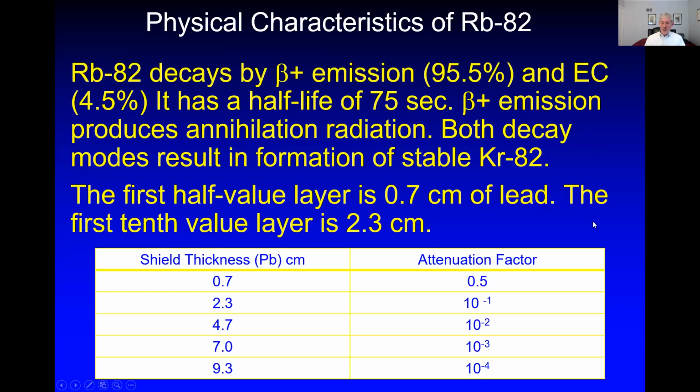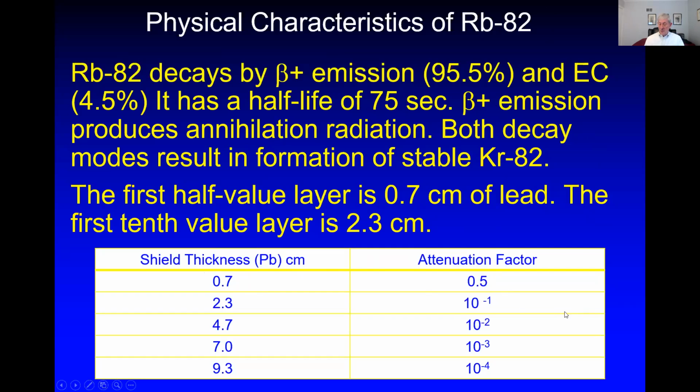And look how much lead it takes to shield this. The attenuation factor is 0.5. That means that only 50% goes through it. That is by definition one half value layer. So the half value layer is 0.7 of a centimeter, or 7 millimeters.